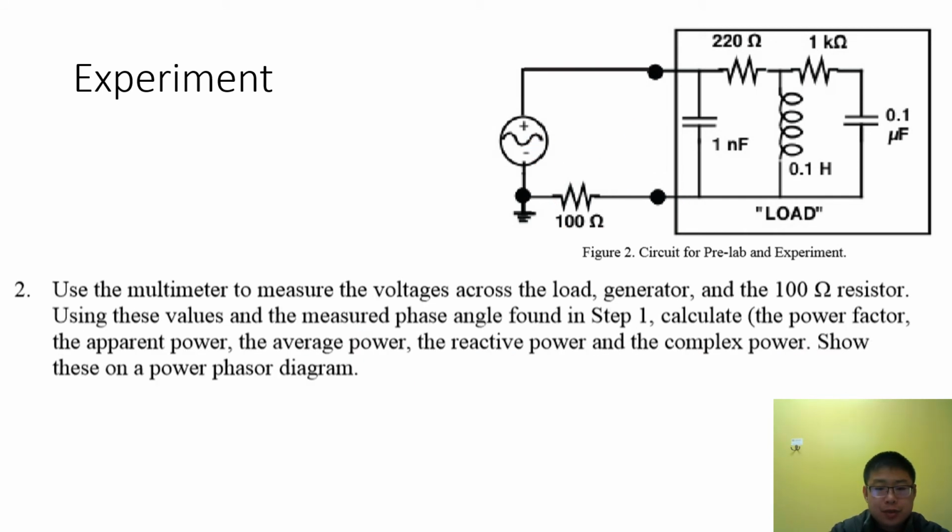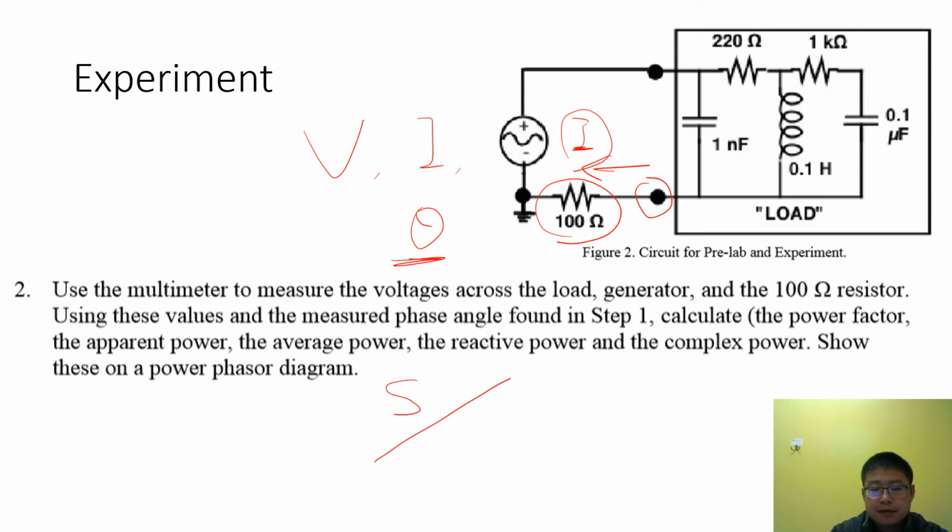In this step, you need to do a lot of voltage measurements, because you measure this voltage and obtain the current by dividing the voltage by the resistance. Once you know the voltage, the current, and the phase angle obtained in the previous step, you can obtain S and you know the angle. You can use it to calculate the real power and reactive power.